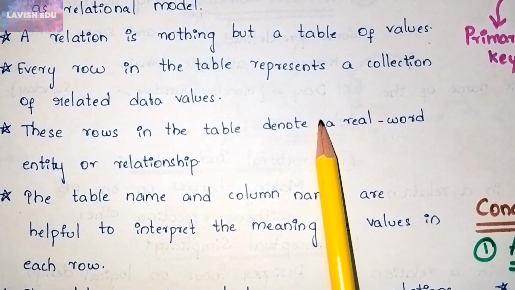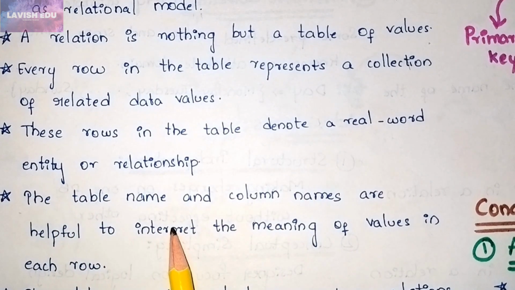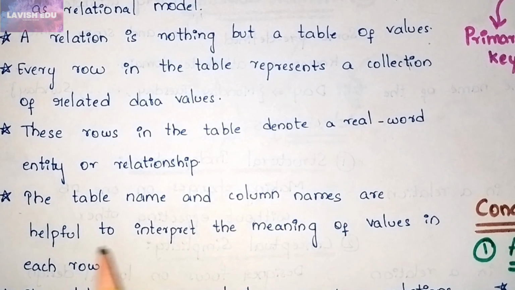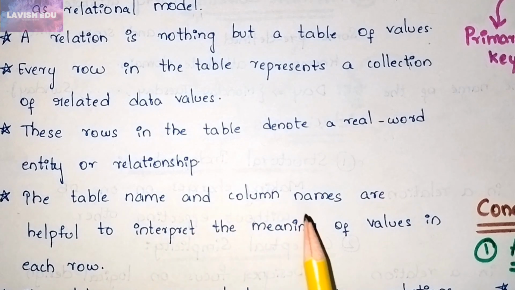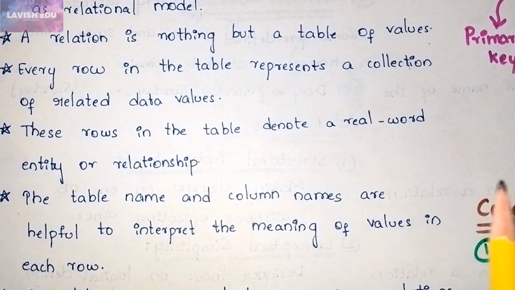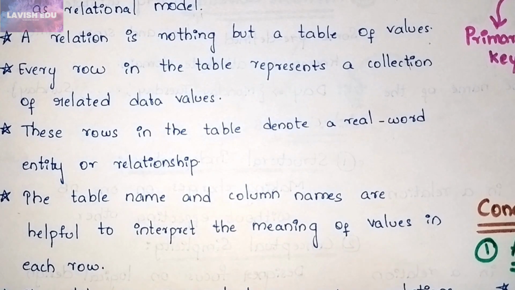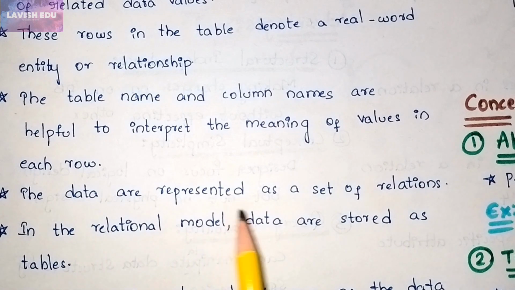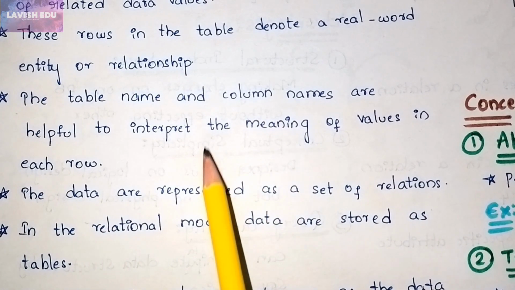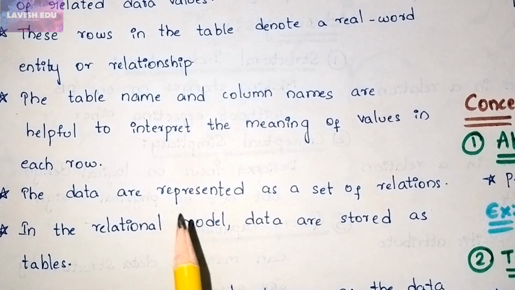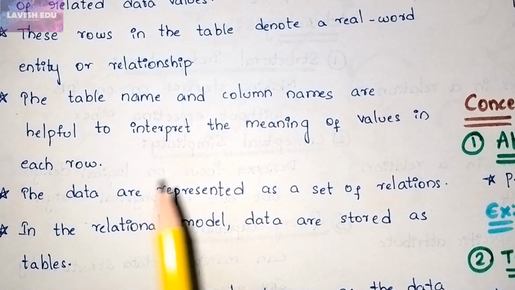The rows represent the related data, and the table name and the column names are helpful to interpret the meaning of values in each row. So the table name represents the table, and the column name is helpful for the end users to know which kind of information and which kind of data is to be stored in the table. So the data are represented as a set of relations, and the tabular representation of this data can be represented with the help of the relational model.